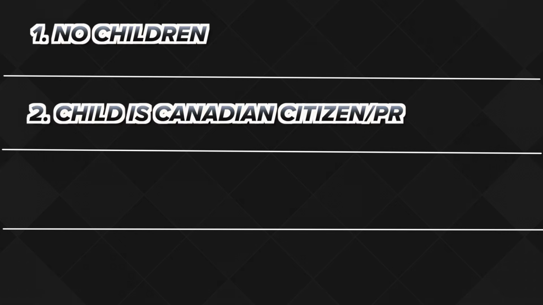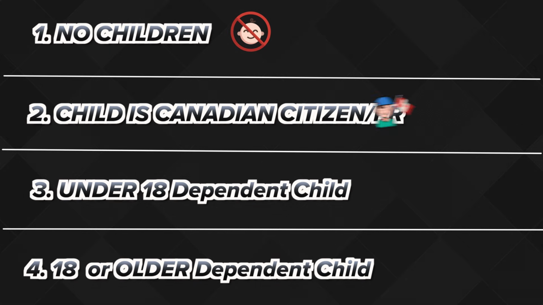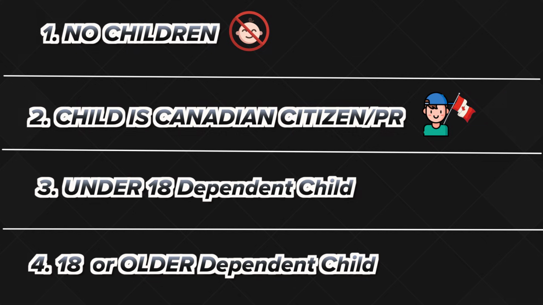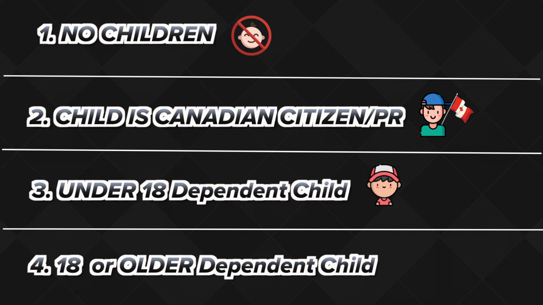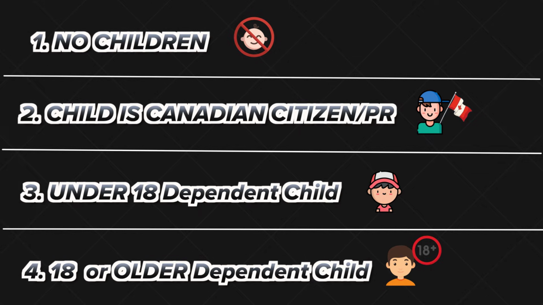So to understand this better, let's cover 4 different scenarios for 4 different types of applicants. Number 1, when the principal applicant has no dependent children. Number 2, when the principal applicant has a Canadian citizen or permanent resident child. Number 3, when the dependent child is under 18 years of age. And number 4, when the dependent child is 18 years or older.